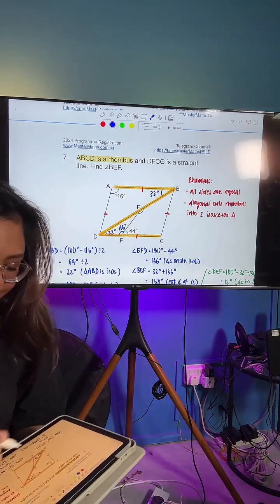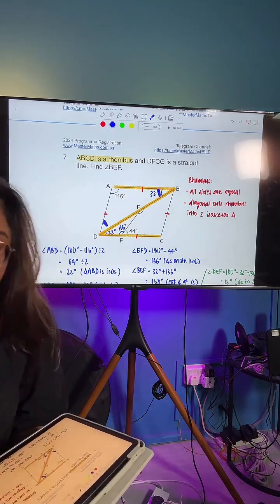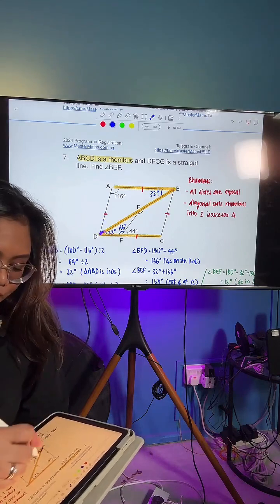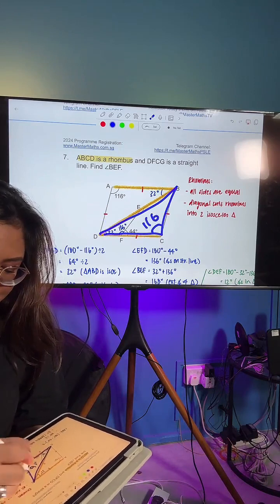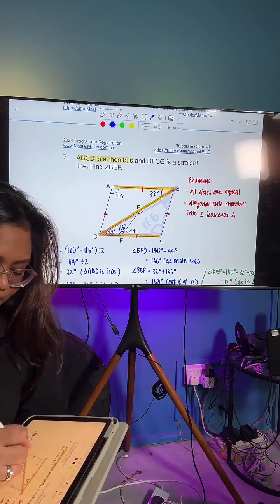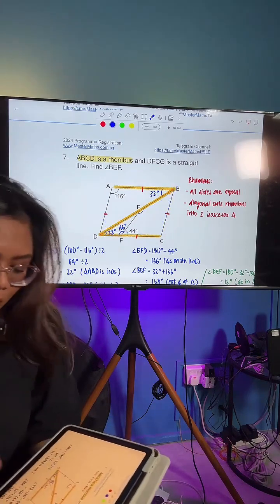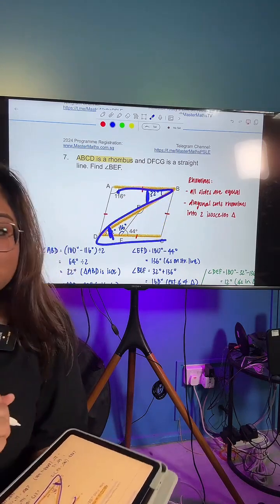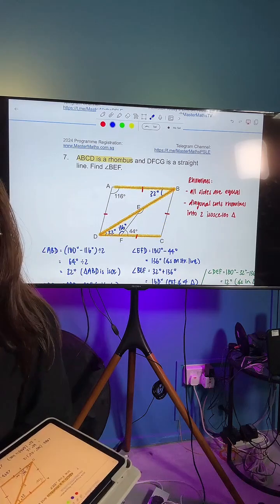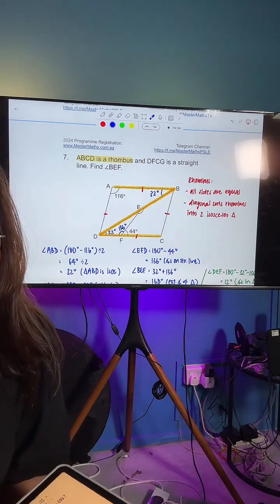Okay, so now that we have 32 and 32 here, we can also relate it to the other side because it's exactly the same. So this is 116, that is 32. The other corner here is also 32. Or you can use the alternate angles. This is 32, that is also 32, using the Z here, yeah?